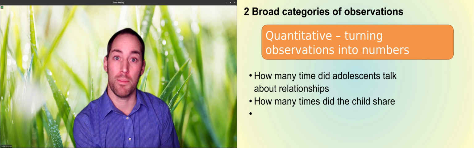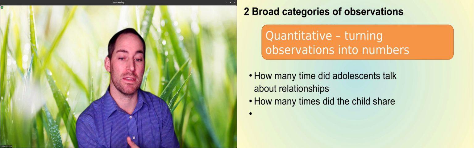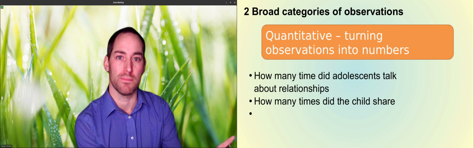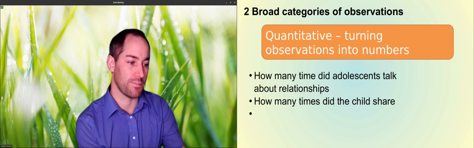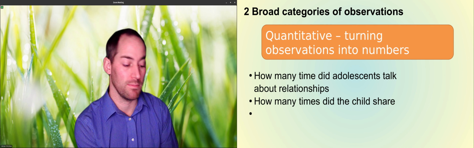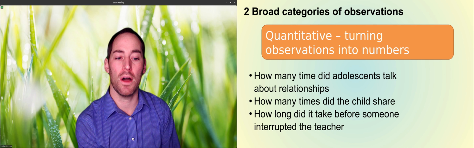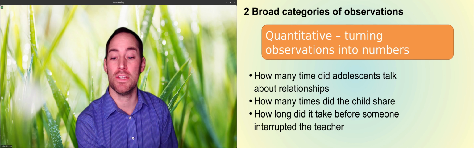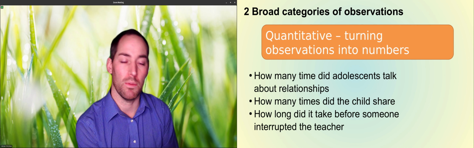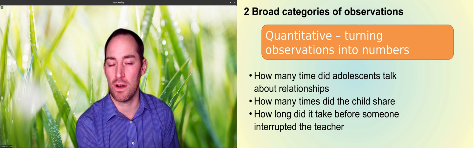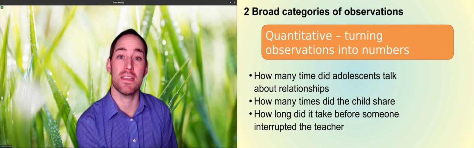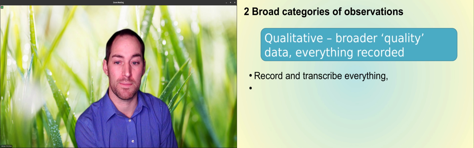If you're watching a preschool classroom, you might count how many times any individual child shared. So Nico shared 5 times, something like that. How long did it take before someone interrupted the teacher? That's something that you might do as well. Your timing: the discussion starts in the preschool classroom, and you just time how many seconds it is until a student interrupts.